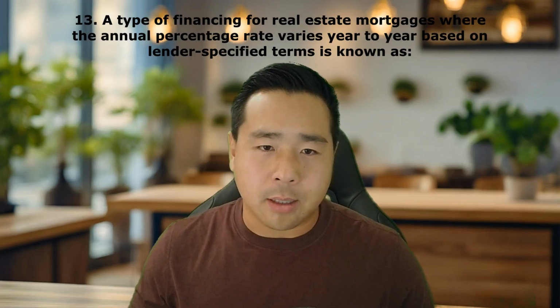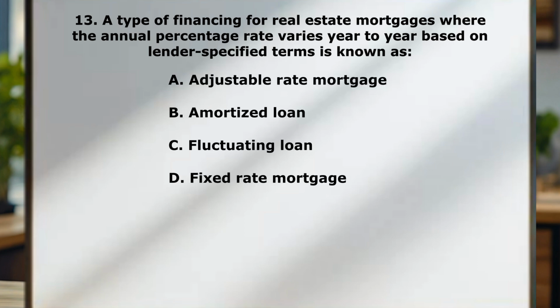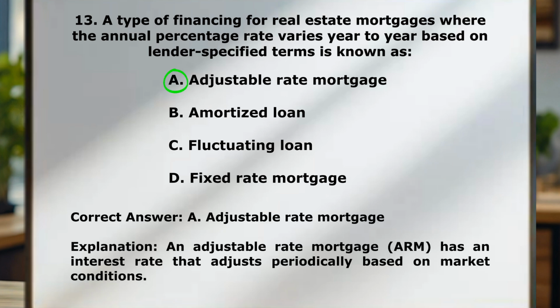Question number 13. A type of financing for real estate mortgages where the annual percentage rate varies year to year based on lender specific terms is known as A, adjustable rate mortgage, B, amortized loan, C, fluctuating loan, D, fixed rate mortgage. Correct answer here is A, adjustable rate mortgage.